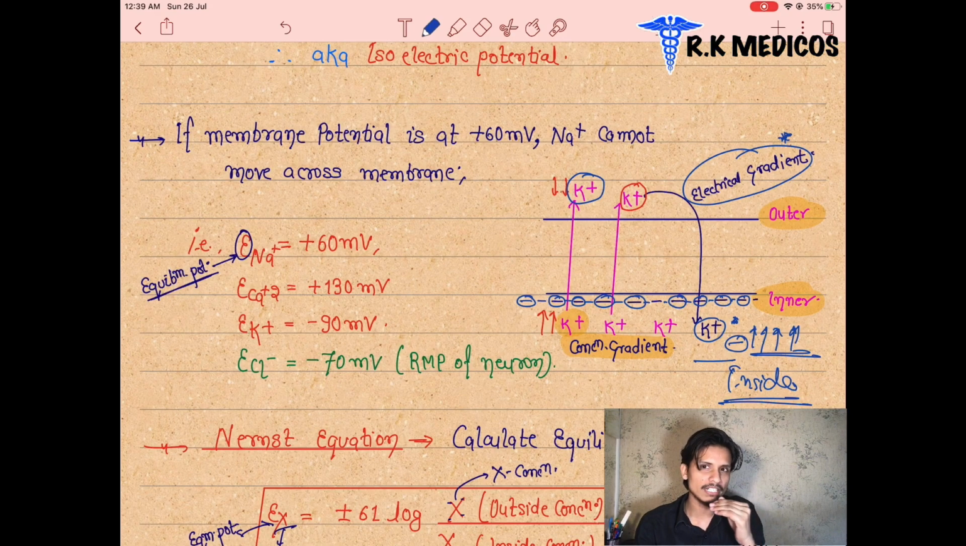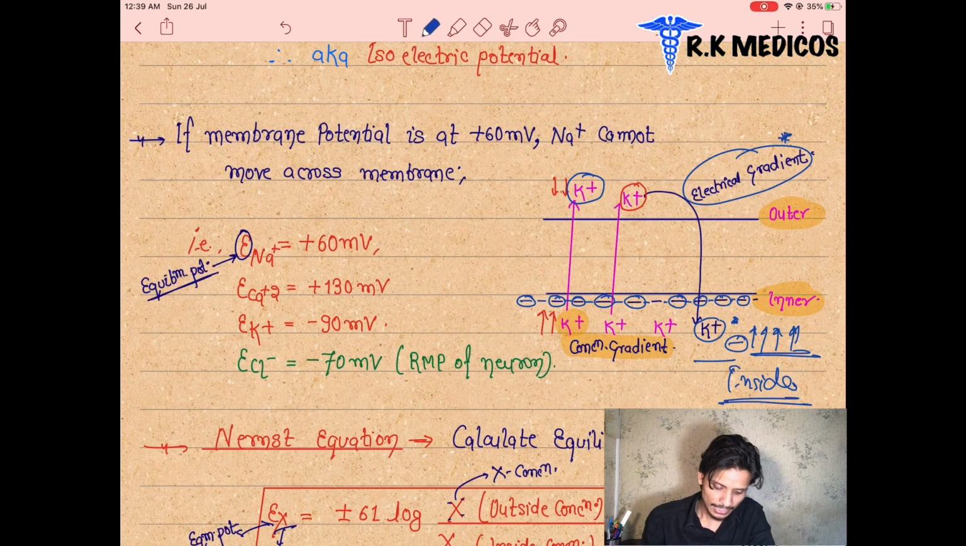So what is the equilibrium potential? The equilibrium potential is the point at which further movement due to the electrical gradient and the concentration gradient is going to stop. The electrical gradient is created by the attraction of positive charges inside the membrane, so potassium comes back inside the cell, and the concentration gradient is the movement from higher concentration to lower concentration. Both gradients will be equal and they are going to stop. There is no further exchange of these ions, and this is called the equilibrium potential.